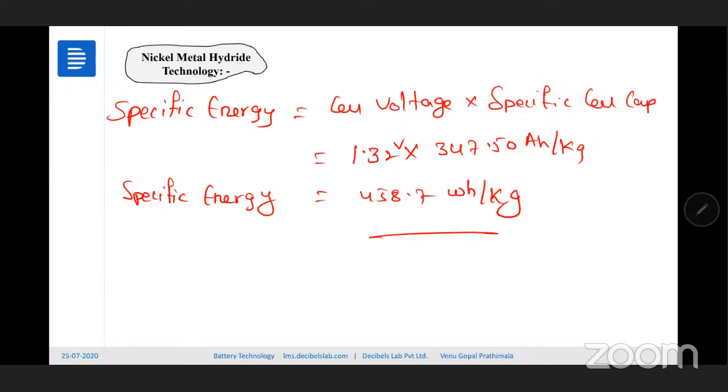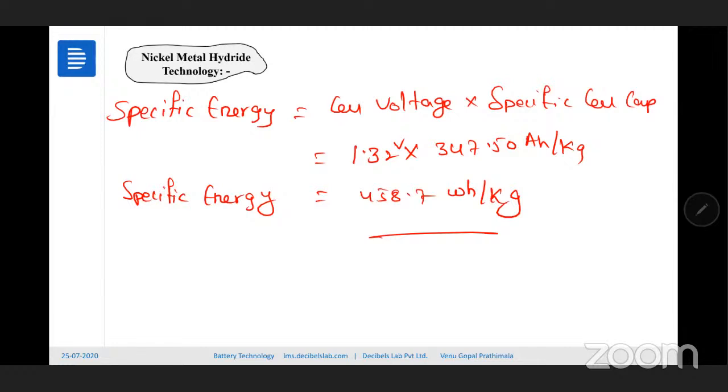Make a note of all these values because we are going to compare them with the real time values. All the calculations which we are doing are called theoretical calculations. When we compare this theoretical calculation with the real time calculations, you'll observe changes in the voltage, in the capacity values, and in the energy density values. I'll give you the reasoning for that also, why the changes come.